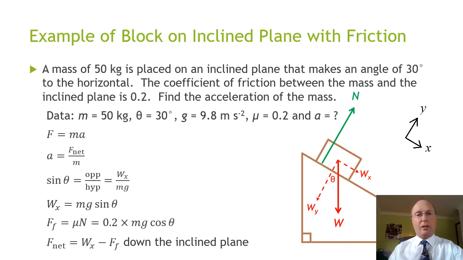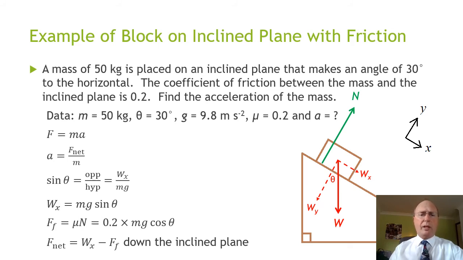Now we know from trigonometry that sine theta equals opposite over hypotenuse. In this case it's Wx over W. And by rearranging, Wx equals mg sine theta, as you can see on this slide.